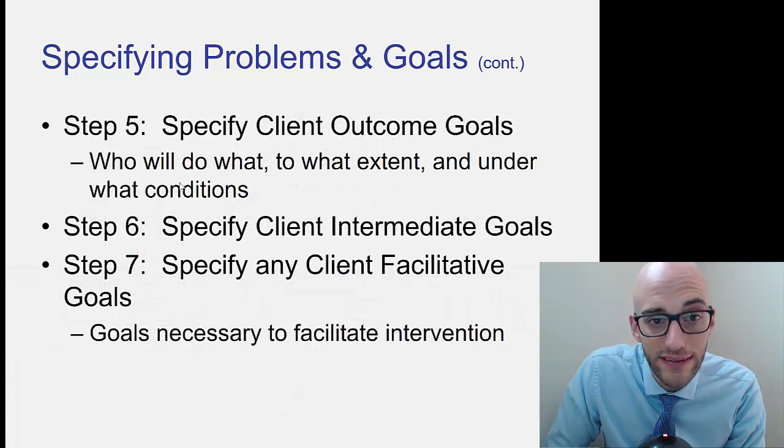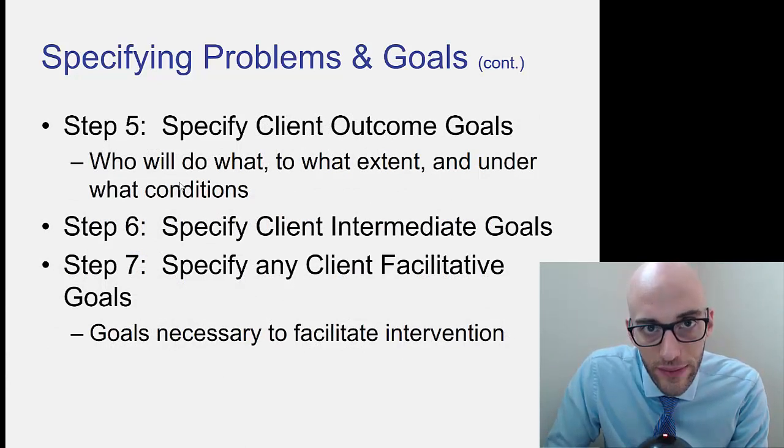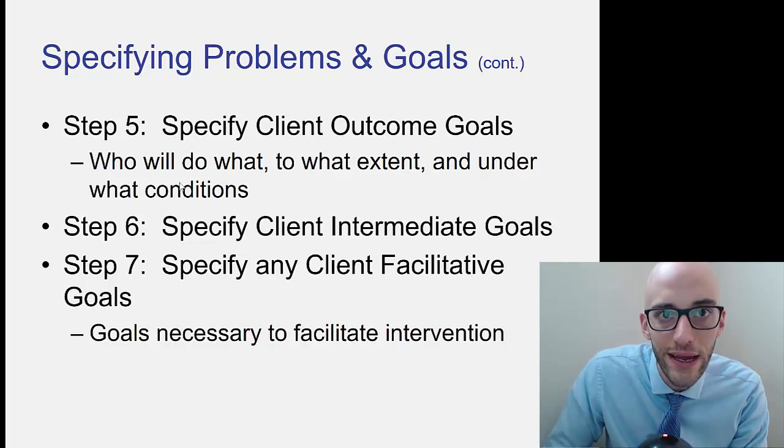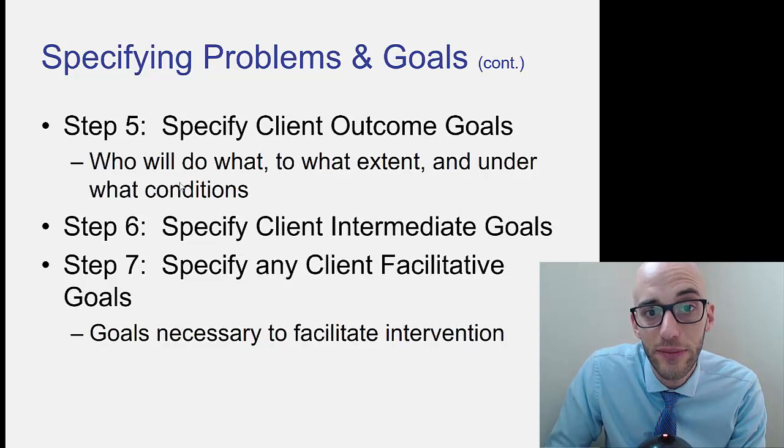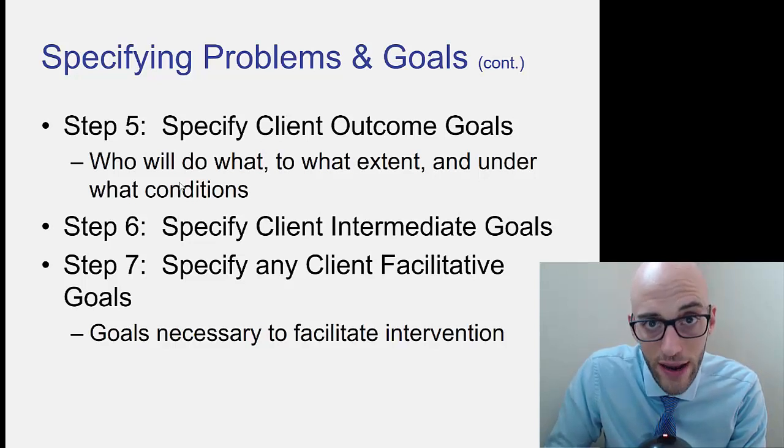Step 5 was specifying client outcomes: who will do what, to what extent, and under what circumstances. Some of this is done within the measurement and recording plan, which you're going to complete for short assignment number 3. That plan specifies who is going to complete which component of the intervention, how recording is going to be done, and when, just to set up the single system design so that it could be replicated and clearly understood by the person who's reading it.